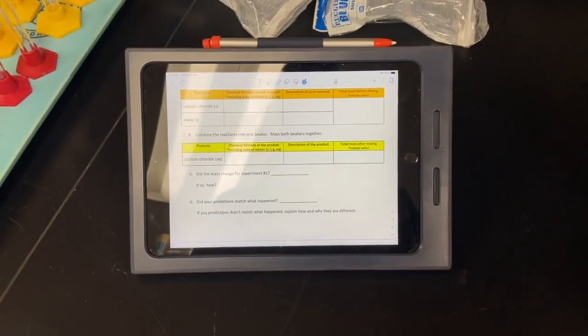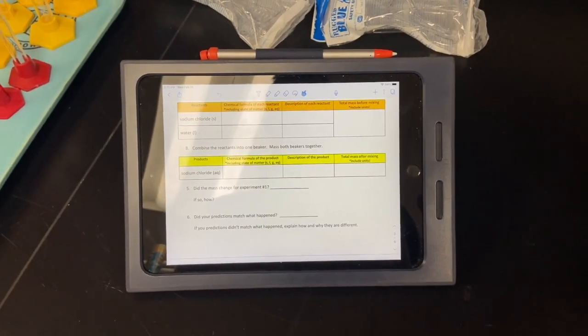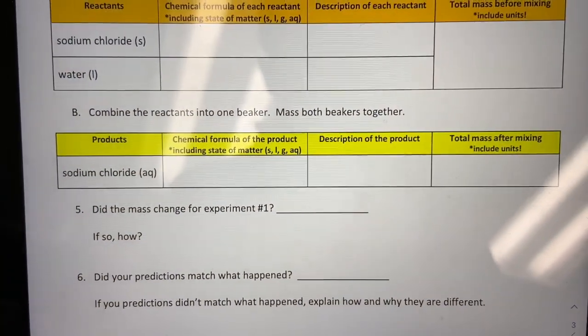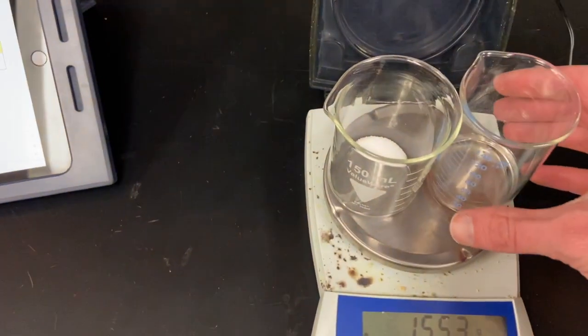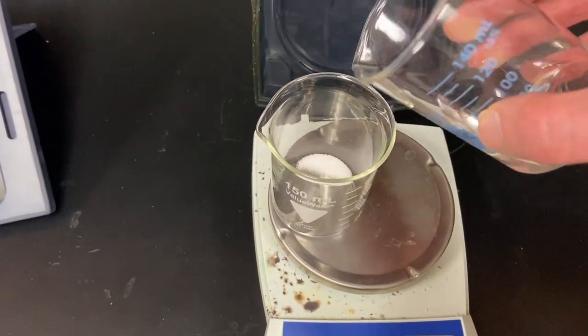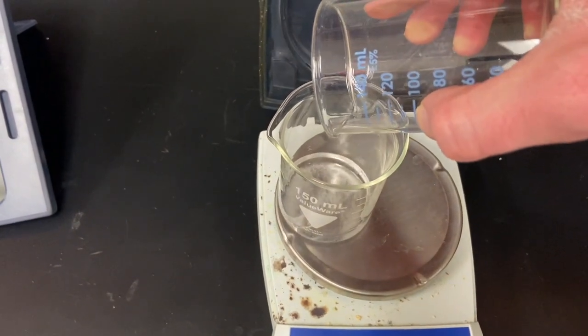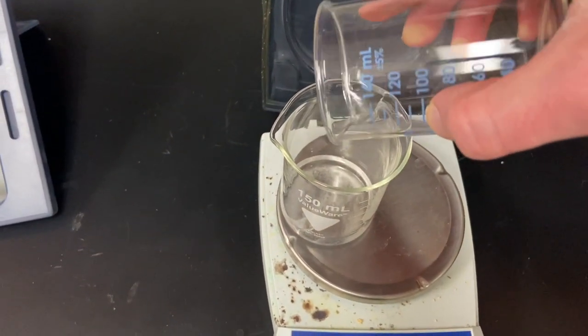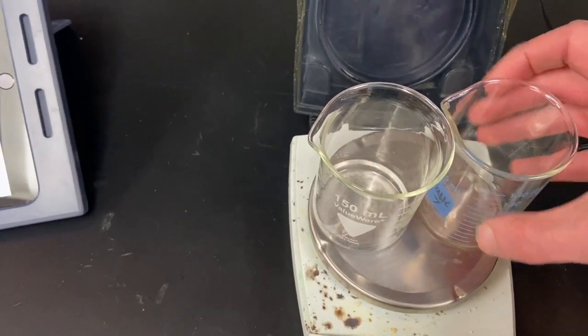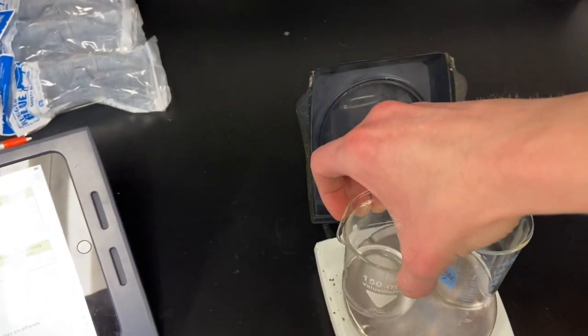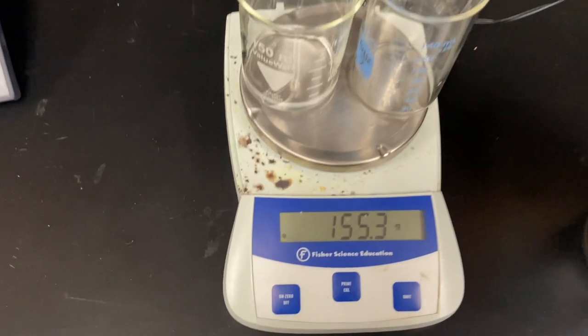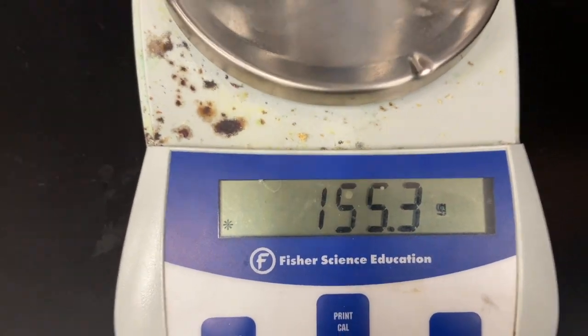Okay, now we are going to combine our two reactants from experiment 1. So we're looking at the yellow box now. All right, ready? Here we go. So we take the H2O. Make sure you get all the H2O in. Let's give a little swirl. So here we have the salt and the water now mixed. And let's look at the mass. All right, let's look at the mass here. Okay, there you have it.